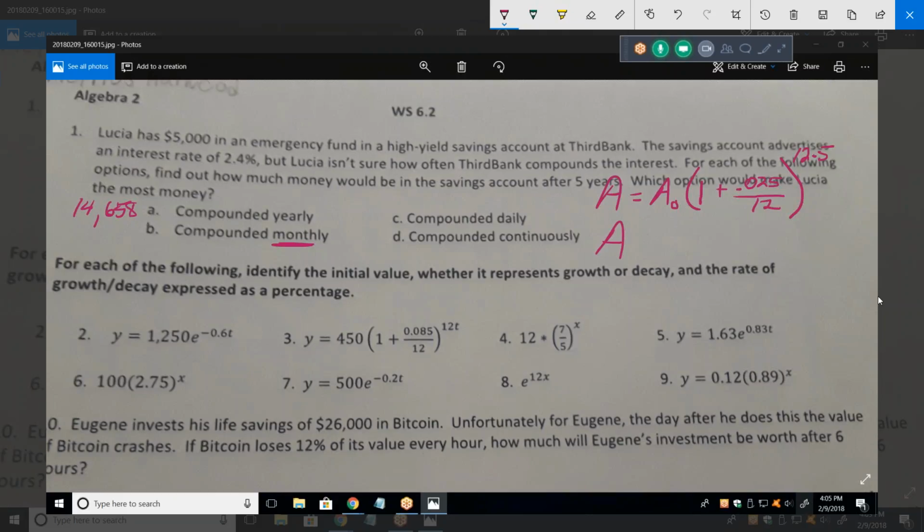Now let's fill in everything. It's still 5,000. Do this one on your calculator, because I don't know what that is right there. And be careful when you do this in your calculator. Make sure you know how to do it. We'll find out when you get an answer, because the answer should be a little bit better than compounded yearly. It better be a number a little bit bigger than the previous one.